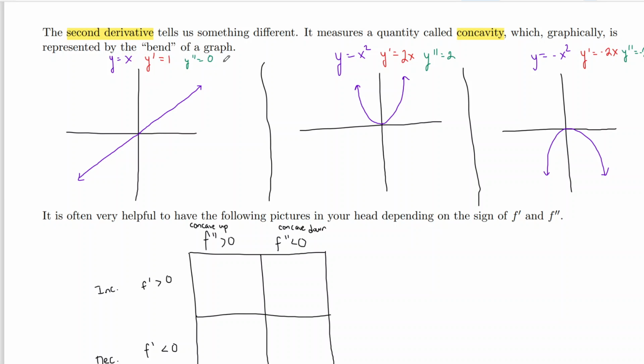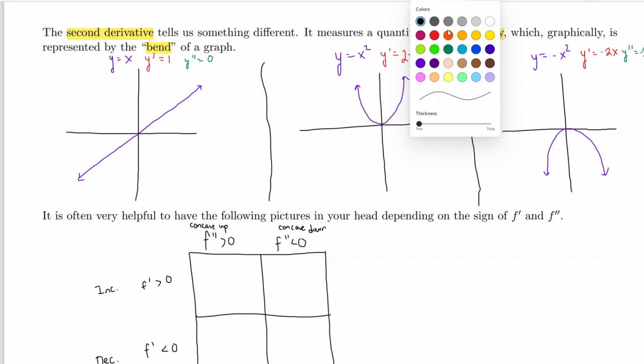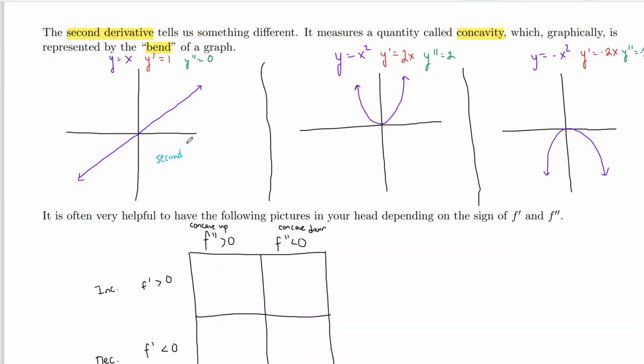Concavity represents the bend of a graph. Think about what you might think of by bending. It's not a straight line. So when the second derivative is 0 like this, that means your graph is actually a straight line and there's no bend at all. Let's go ahead and write that down. The second derivative equals 0 means it's not bending.